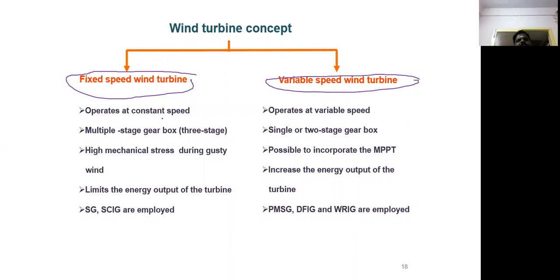High mechanical stress during the gusty wind limits the area of the turbine. Synchronous generators and induction generators are employed. A variable speed wind turbine operates at variable speed, with a single or two-stage gearbox. A two-stage gearbox we were using. It is possible to incorporate MPPT to increase the energy output of the turbine. Permanent magnet synchronous generator, doubly fed induction generator, and wound rotor induction generators are commonly employed.